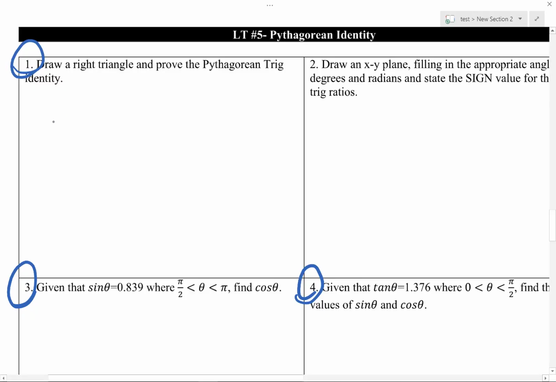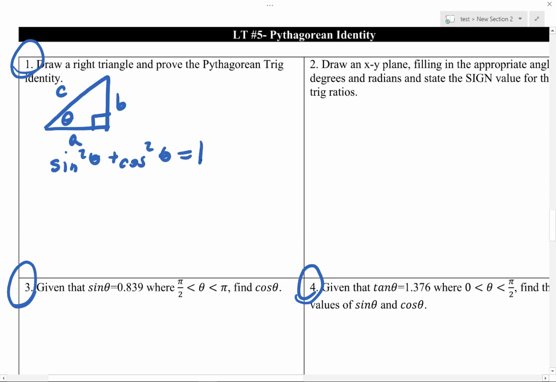Okie dokie. So I think she just wants the basic: draw the right triangle A, B, and C, and we'll draw an angle here, and we'll say that we're trying to prove that sine squared theta plus cosine squared theta equals 1.